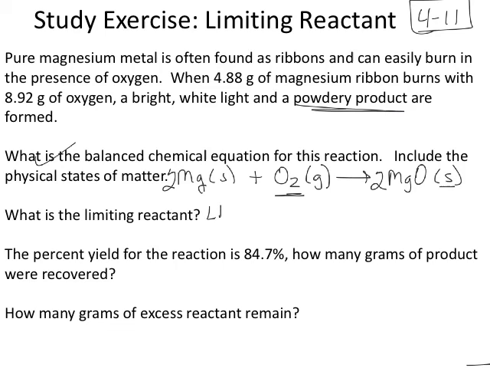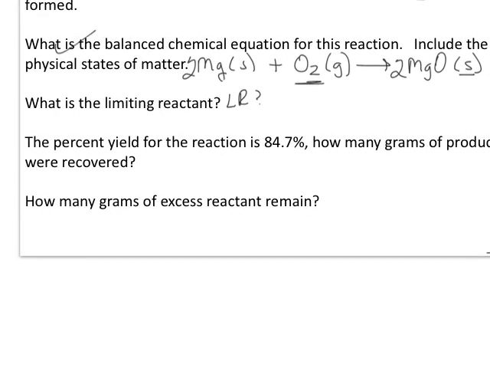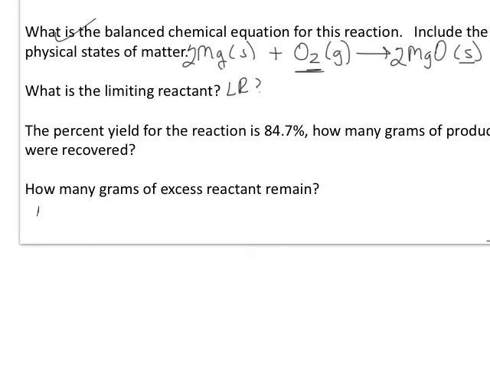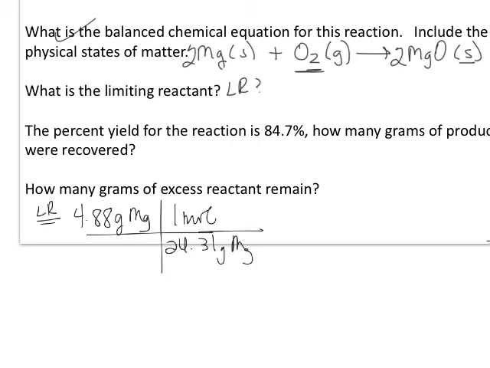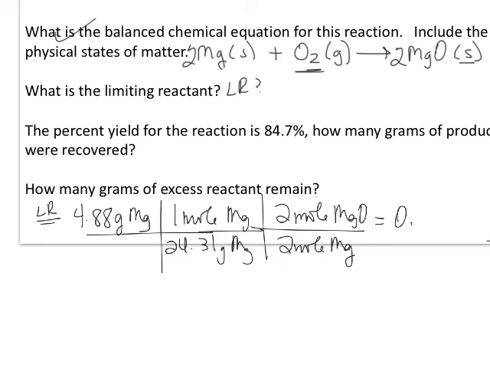What is the limiting reagent? So we're going to have to solve for the limiting reagent like we always do, and we're going to take the amounts. We're going to take 4.88 grams of magnesium, and we're going to look at the periodic table, and we're going to see that 24.31 grams of magnesium equals 1 mole of magnesium. And looking at our balanced equation, 2 moles of magnesium form 2 moles of magnesium oxide. And when you put that in your calculator, you get 0.201 mole of magnesium oxide.